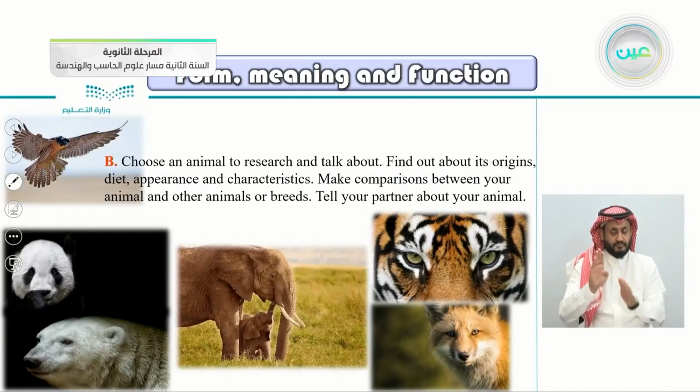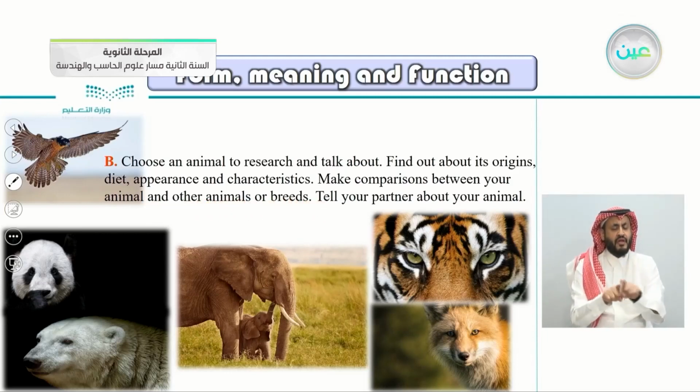Exercise B, choose an animal. Choose an animal to research and talk about. Find out about its origins, the beginnings. Diet, the way they eat. Appearance and characteristics. Make comparisons between your animal and the other animals or breeds. Tell your partner about your animal.